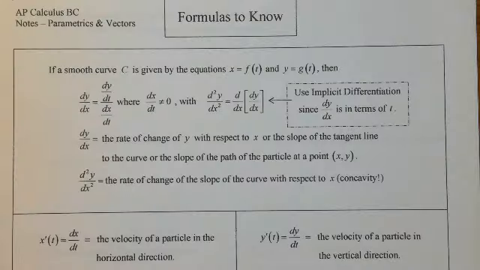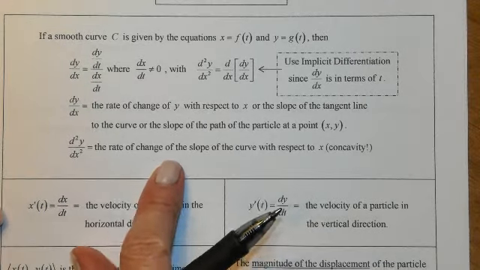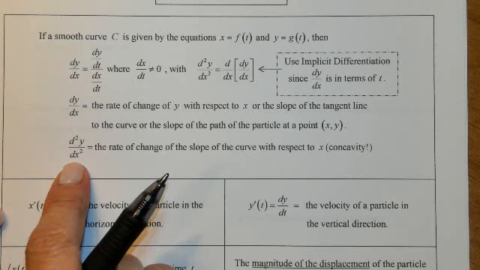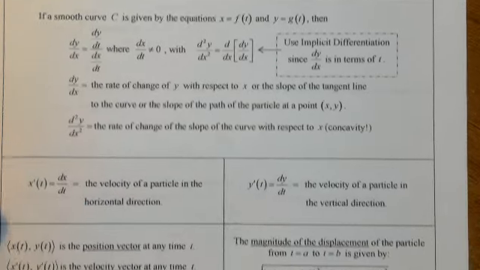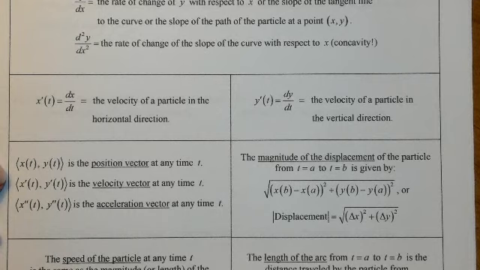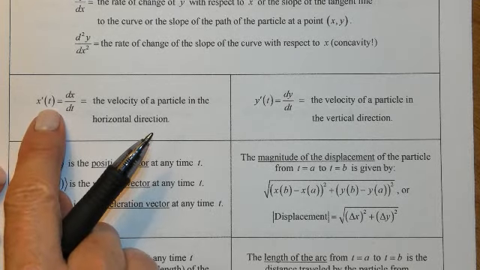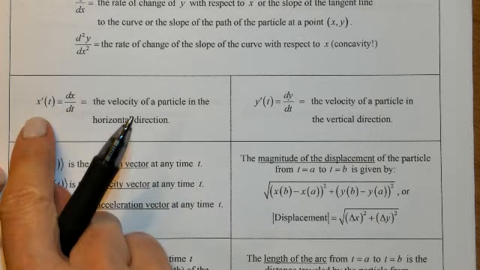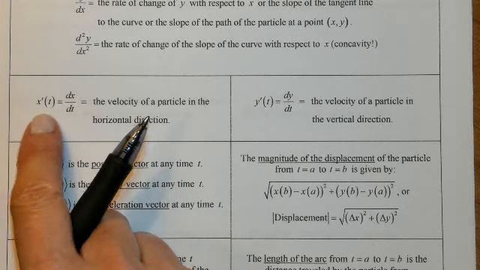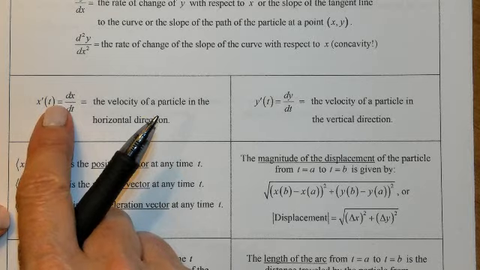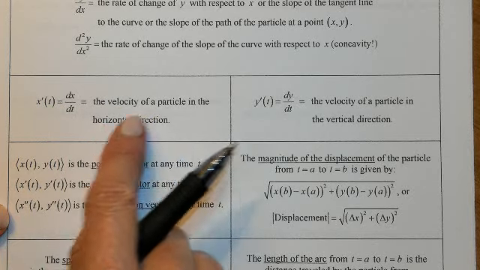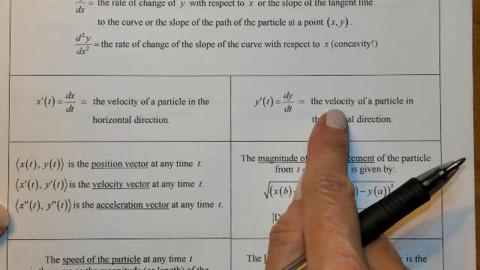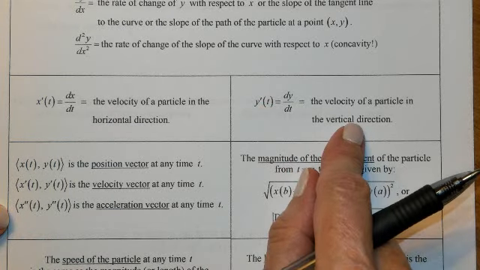Okay. We'll be doing some examples. All right. So, yes, dy/dx is the slope. The second derivative of y with respect to x is the concavity, the change in slope. X prime is the velocity of the particle in the horizontal position, because x is always going to be the horizontal position. So x prime will be the velocity of the particle only in the horizontal direction. Y prime will be the velocity of the particle in the vertical direction.